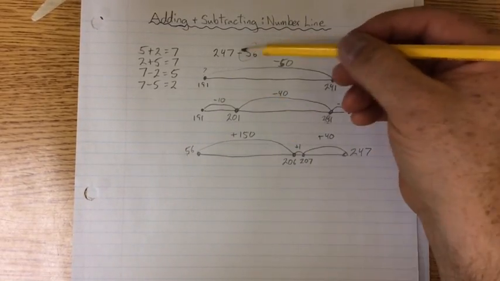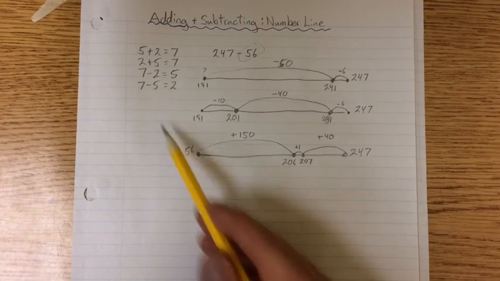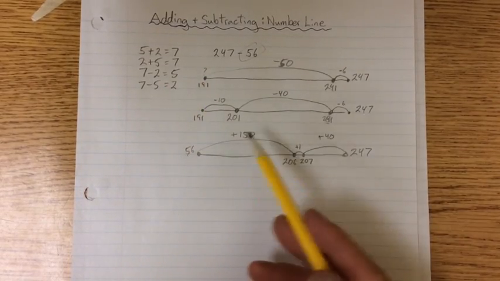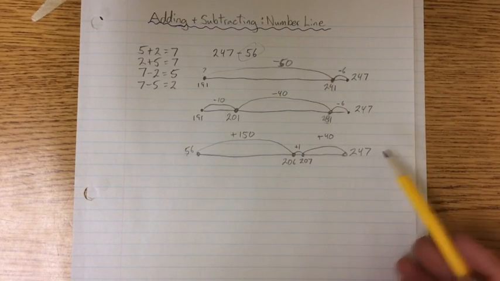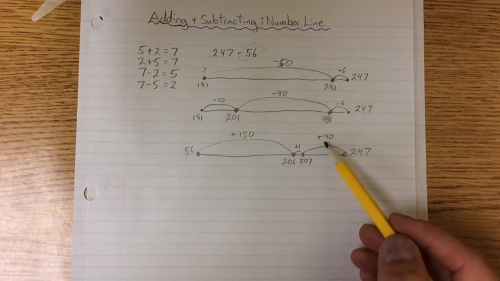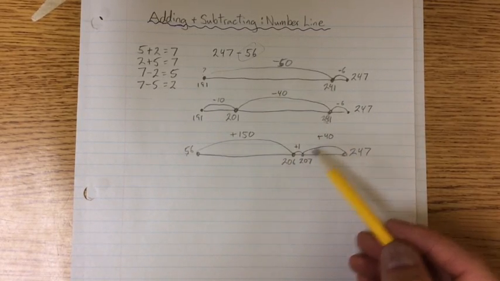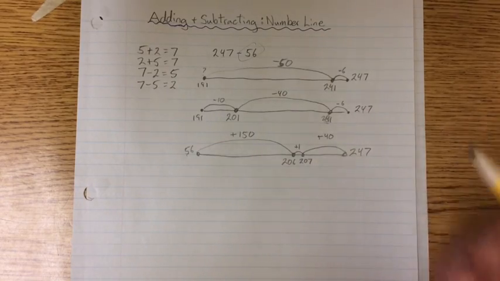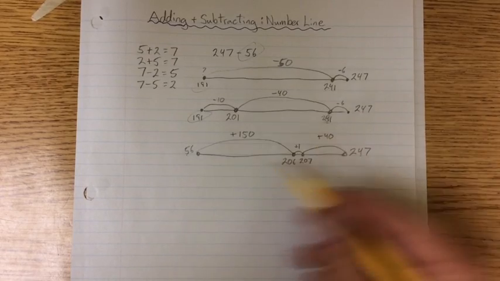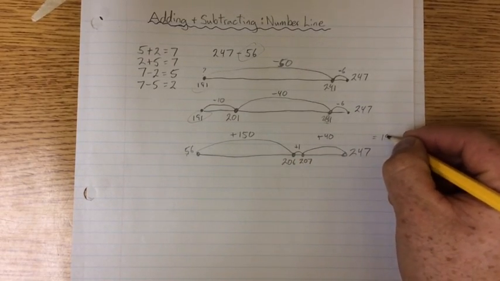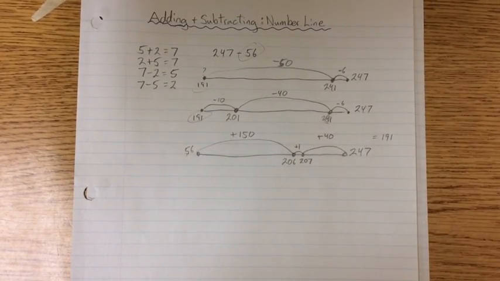But this is a subtraction question. It doesn't really matter because I can just reverse it. That's all I'm doing. I'm starting at 56 and I'm saying how much to get up here. Well, 150 plus 40 is 190 plus 1. So the answer is still 191. Every single time I'm still equaling 191.